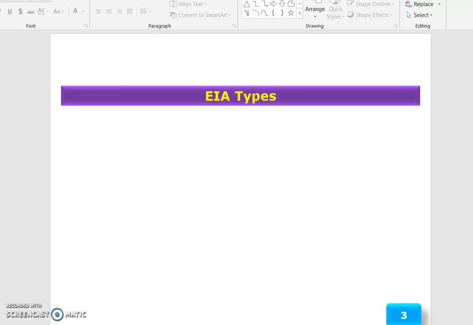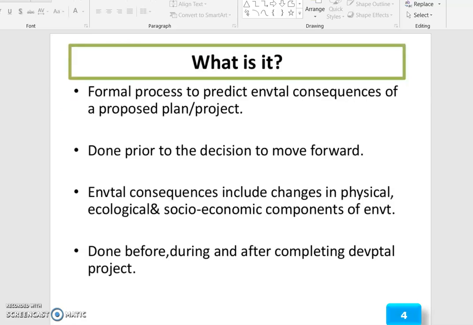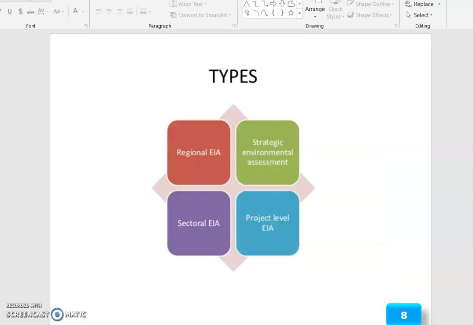Good morning to all. Today we are going to discuss the EIA types. We have different kinds of EIA, like regional EIA, strategic environmental assessment, sectoral EIA, and project level EIA.